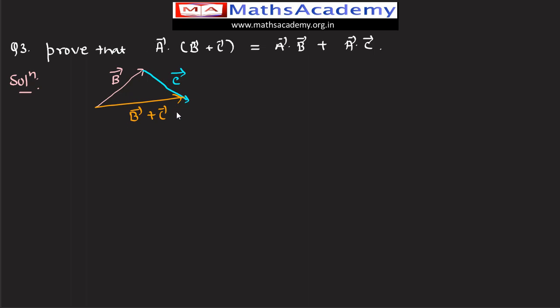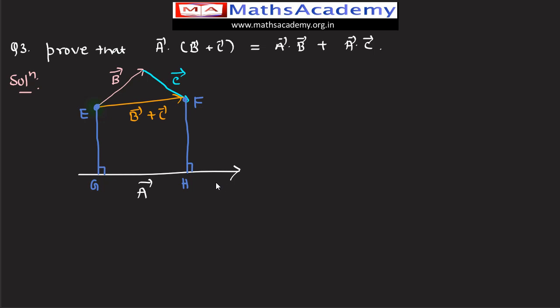Now I am going to take the projection of B plus C vector on the vector A. That means through the initial and the terminal points of the vector we have to draw perpendiculars. From this point and this point we have to draw two planes which will be perpendicular to the A vector. Now I call these GH, and these I am calling E and F.